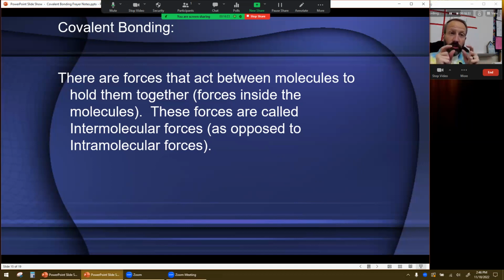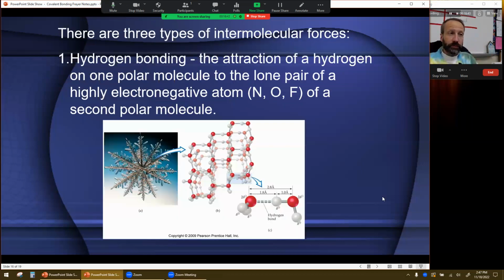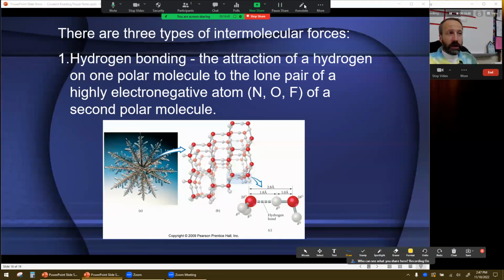But what if I got them close to each other? Would they stick or would they not do anything at all? That's an intermolecular force. There are three kinds of intermolecular forces, so you need to get this down. First type is hydrogen bonding. You'll want the definition: a hydrogen on one polar molecule to the lone pair of a highly electronegative element. It has to be to a nitrogen, oxygen, or fluorine for it to be hydrogen bonding.